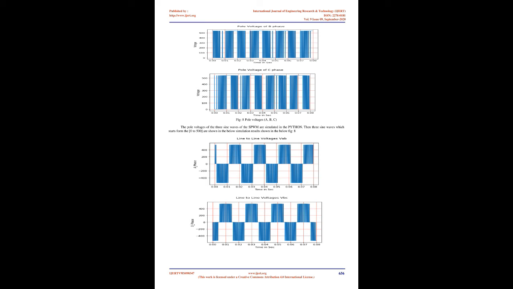Then the above Fig. 4 shows the line voltages of SPWM, compared as VAB, VBC, and VCA. The line voltages are measured from any 2 of the 3 lines and start at a range from minus 500 to 500, as shown below.